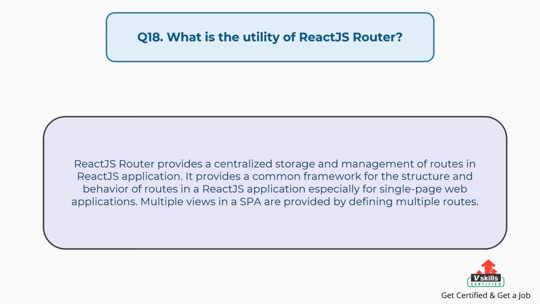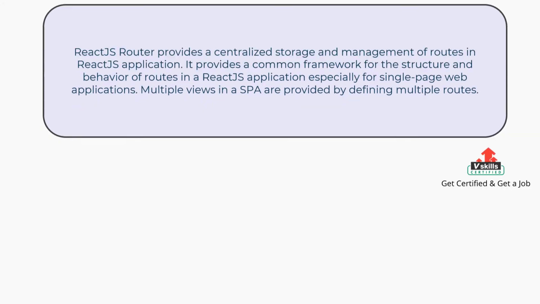Question number 18. What is the utility of ReactJS Router? The answer is, ReactJS Router provides a centralized storage and management of routes in a ReactJS application. It provides a common framework for the structure and behavior of routes in a ReactJS application, especially for single-page web applications. Multiple views in a SPA are provided by defining multiple routes.